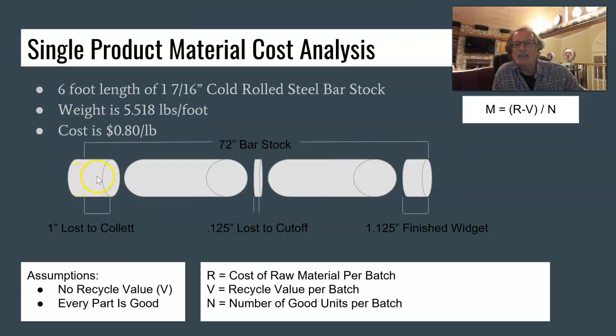1 inch is lost to the collet. So you're not going to get this. Every piece you cut, you lose 1/8 of an inch. And you're going to make a widget, and each widget is 1 1/8 inches long. So step 1, let's assume that there's no recycle value and every part is good.